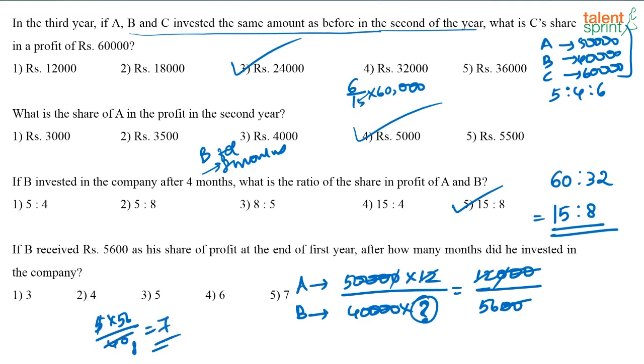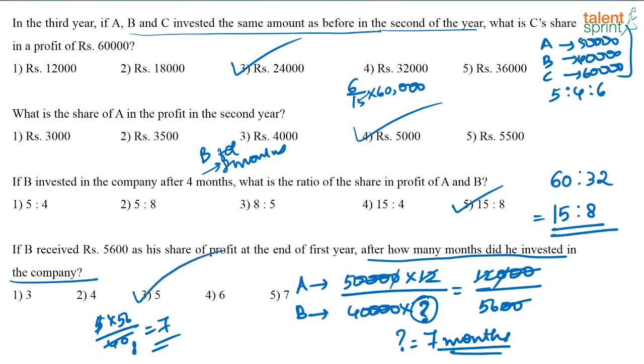So, you can say that B has invested for 7 months. So, this question mark you get it as 7 months. So, this means B has invested for 7 months. What is the question they are asking? After how many months did he invest in the company? So, after 5 months, totally out of 12 months he has invested only for 7 months. So, after how many months did he join? After 5 months he invested in the company.